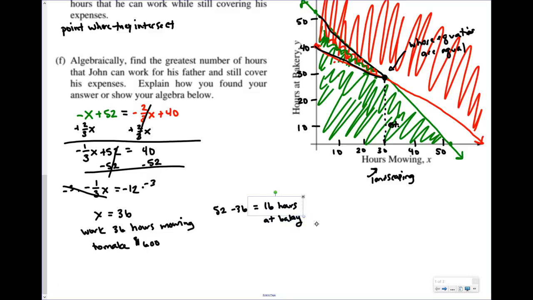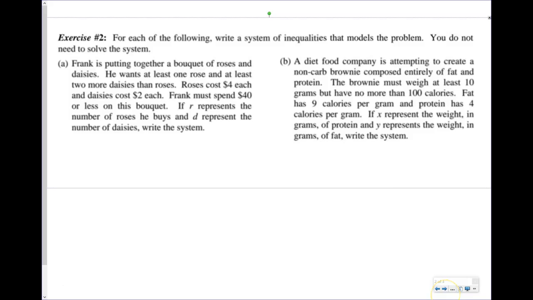Okay, now if you look at my graph, my estimate's off, right? This point should be maybe like way down here to get to 36, right? But again, they didn't give me plots on this graph, so this graph was kind of an estimate. But this point should be at the point 36, 16, okay? All right, moving on to the next exercise. I know this lesson's pretty long, so bear with me here as we get through this.